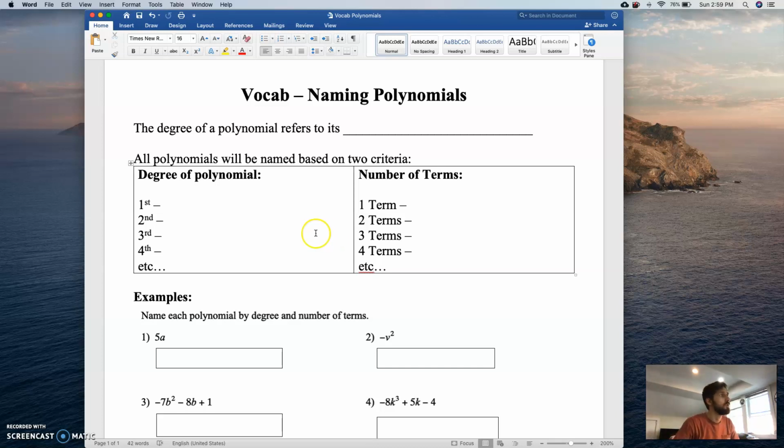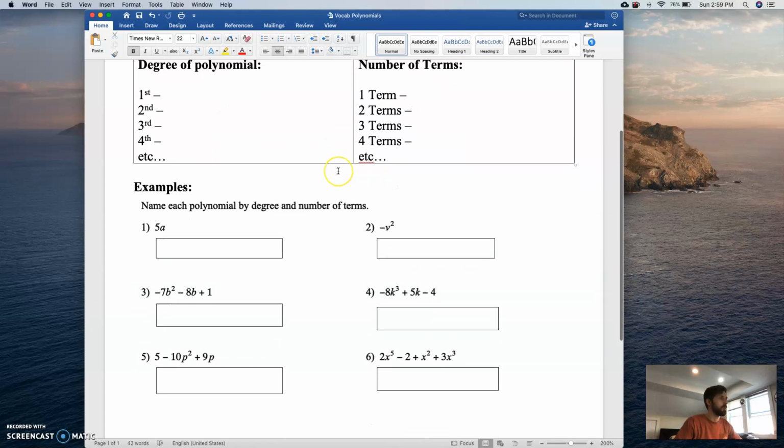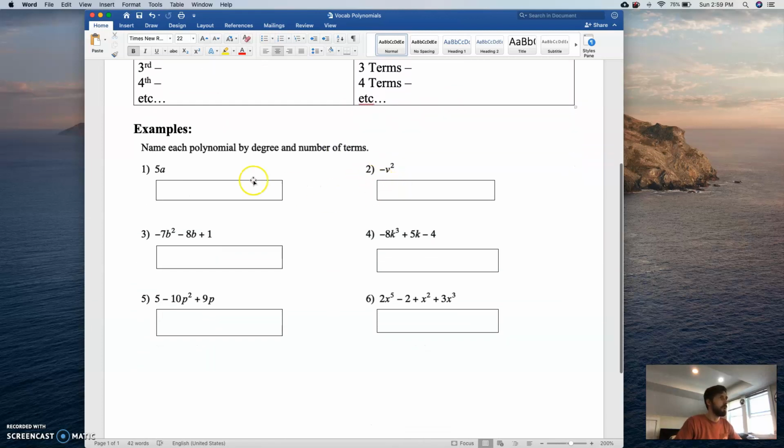So we're starting a new unit. The unit is going to be all about something called polynomials. And so today we're not going to go into any math stuff. We're just going to talk about how to name a polynomial, or what we call different polynomials. So I'll actually show you examples before we get into that.